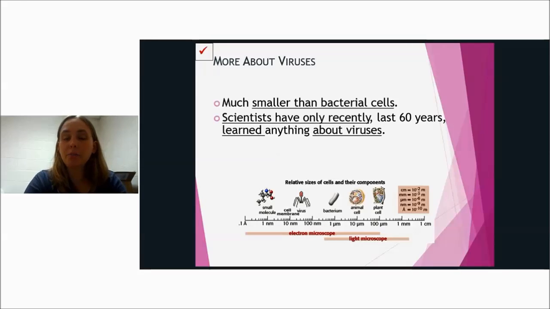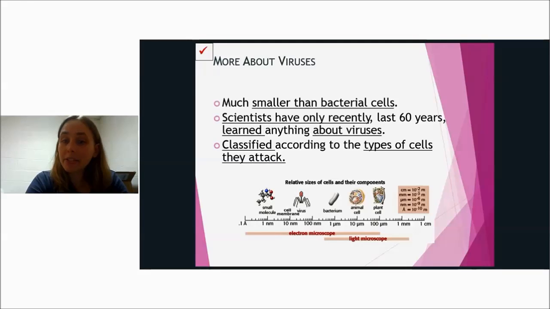Viruses are much, much, much smaller than bacterial cells. If you look at the scale here over to the right, you'll see a plant cell and an animal cell and a bacteria cell. And then over to the left, you're going to start to see viruses. They are very, very tiny, and because of that, we didn't even know about them till about 60 years ago. To put that into perspective, my dad is in his 60s. He has been alive longer than we've known that viruses exist.